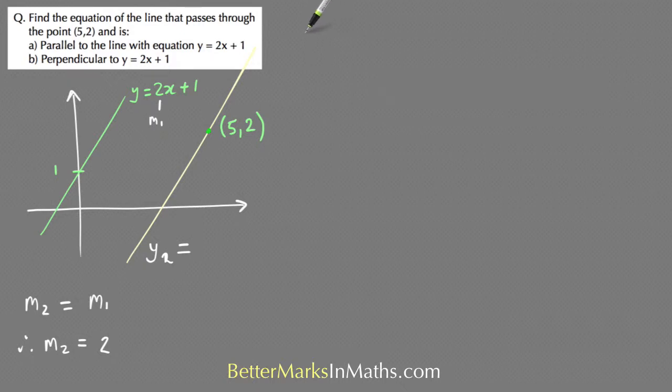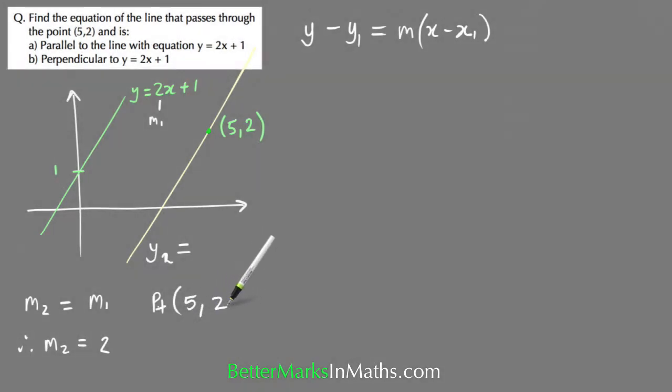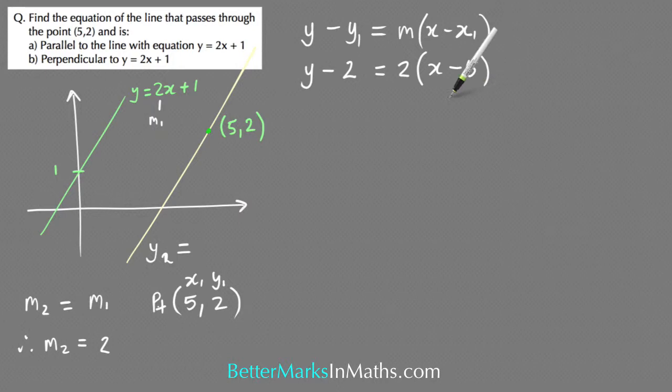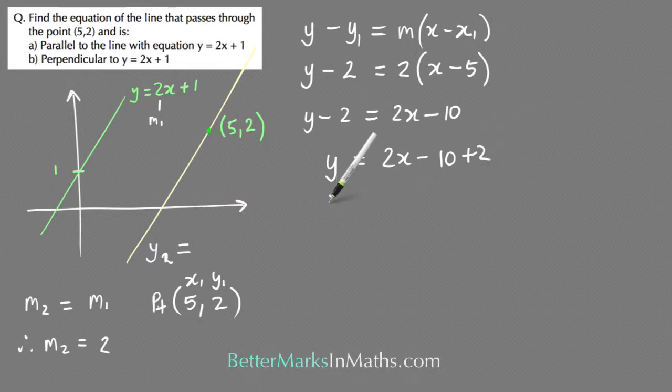So all you have to do from here is y minus y1 equals m bracket x minus x1, and x1 and y1 are the point, and I'll put that point here, (5, 2). So this is always the x1 and the y1. And so y minus 2 is equal to the gradient, which is 2, bracket x minus 5. And all you have to do is expand that out. So you get 2x minus 10, and then add 2 to both sides, and you get y equals 2x minus 10 plus 2, and then y equals 2x minus 8.